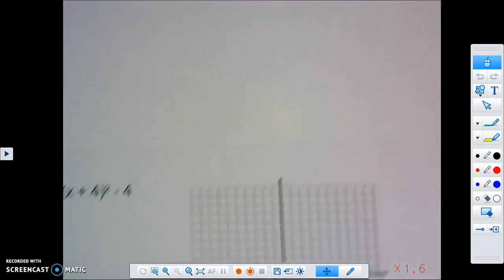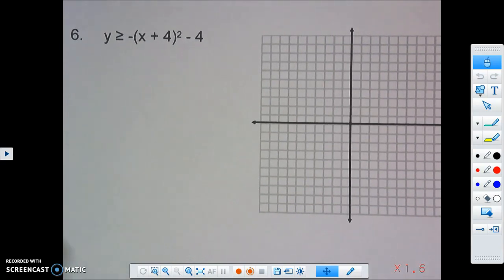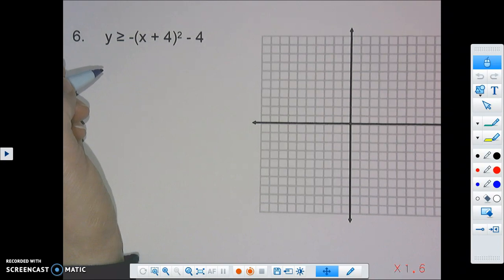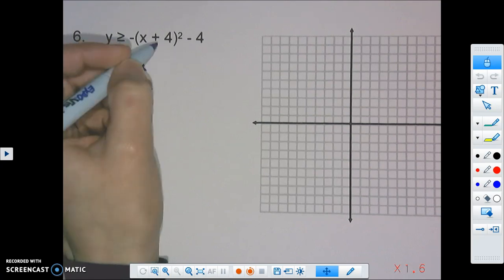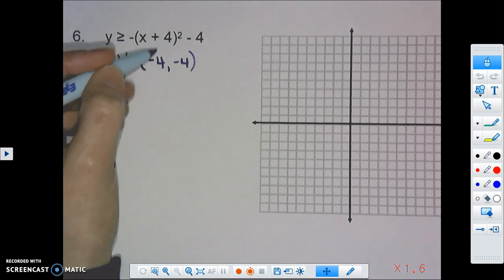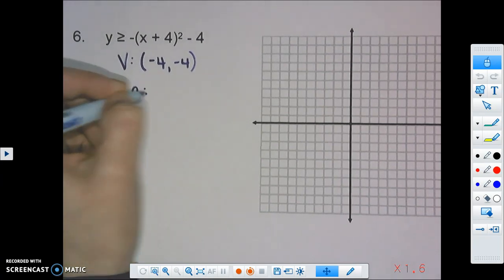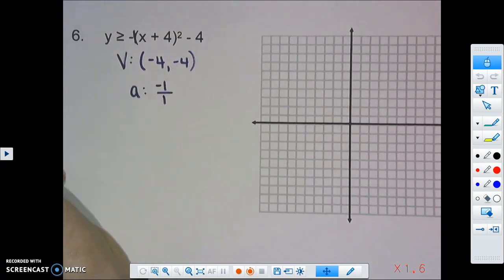The other 2 questions that we're going to complete are going to be ones that are in vertex form. So these are a lot easier and faster to graph because there's only 2 things that we have to find first. So if we have y is greater than or equal to negative 1 times the quantity x plus 4 squared minus 4, our vertex is going to be the point negative 4, negative 4, because we switched the sign of the value inside the parentheses with x, and whatever's added or subtracted outside we keep the same. Our a value is what's in front, so again I said that negative 1 before. That means our a, our slope, is negative 1 over 1.